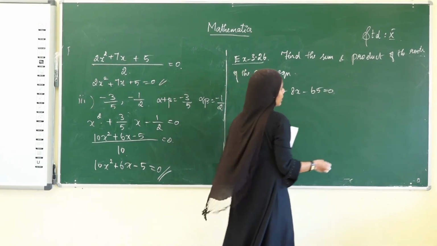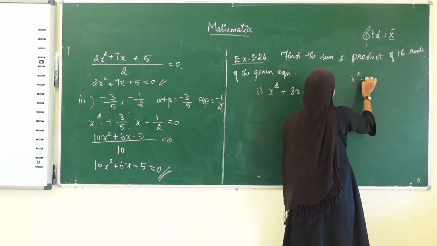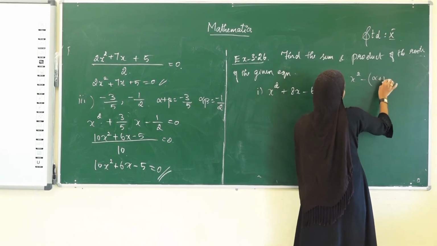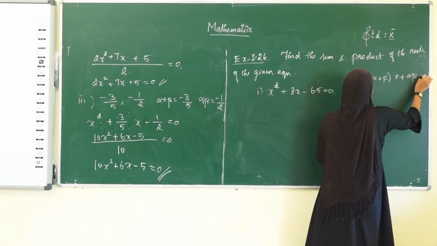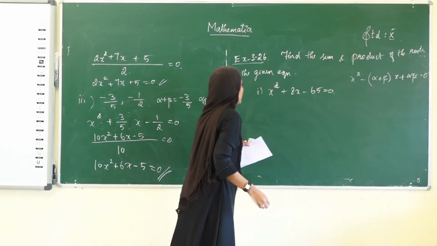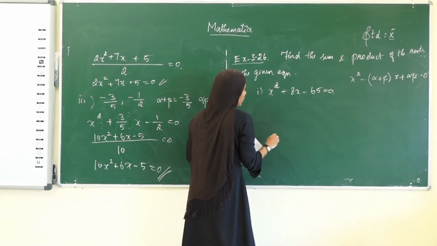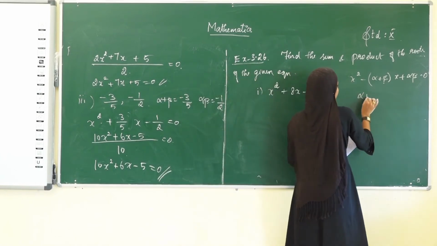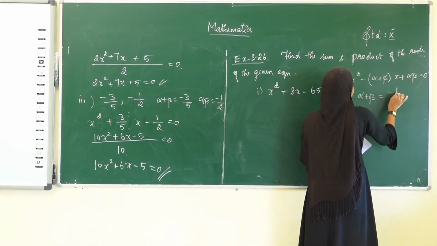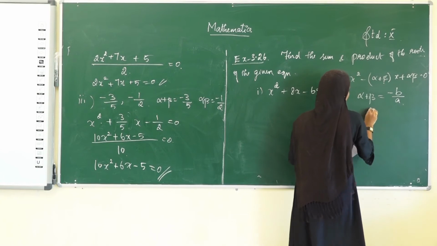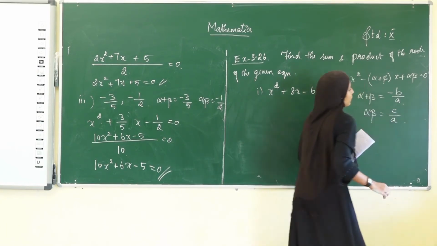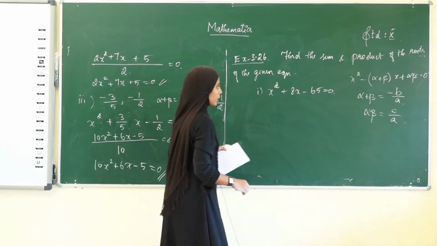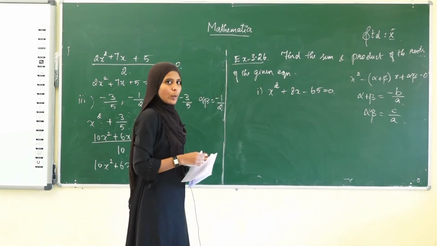What we know, the general form is x squared minus sum of the roots, alpha plus beta, into x plus product of the roots, alpha beta, which is equal to 0. See here, we know the sum of the roots, alpha plus beta, is equal to minus b divided by a, and the product of the roots, alpha beta, is equal to c divided by a. This is the thing that we found during the formation of the quadratic expression.